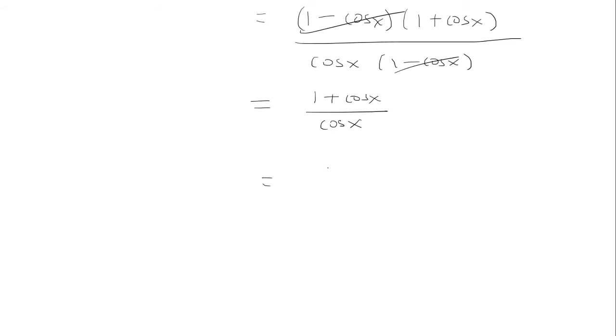And at this point, I'm going to break it up into two fractions. The two fractions are going to have the common denominator of cosine. One over cosine is secant. And then cosine over cosine is 1. So now we just proved the identity.